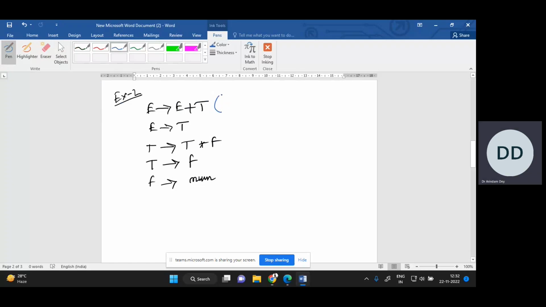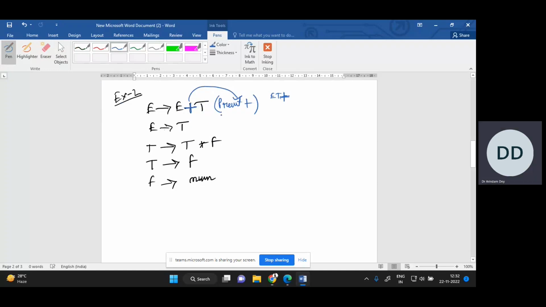Here, for E plus T, I'm printing plus. Once this plus operator comes, it will print plus. What does it mean? Though this plus operator comes in between E and T, it will be printed after E and T. So the expression is changing to ET plus. I should not write it here, but for your understanding, I have written it this way.